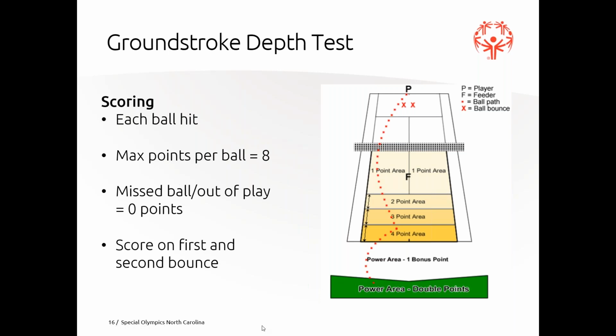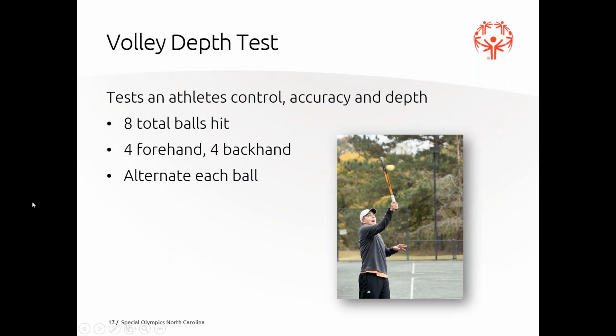Volley depth test. Personnel needed: 1 feeder, 1 scorer, 1 to 2 ball spotters. The volley depth test consists of 8 balls in total. 4 balls are fed to the athlete's forehand and 4 are fed to the athlete's backhand, alternating shots. 1 feeder will stand in the middle of the court on the opposite side of the athlete. That person will feed the athlete a ball thrown higher in the air to the athlete's forehand and backhand, alternating each time. They will feed the athlete 8 balls.